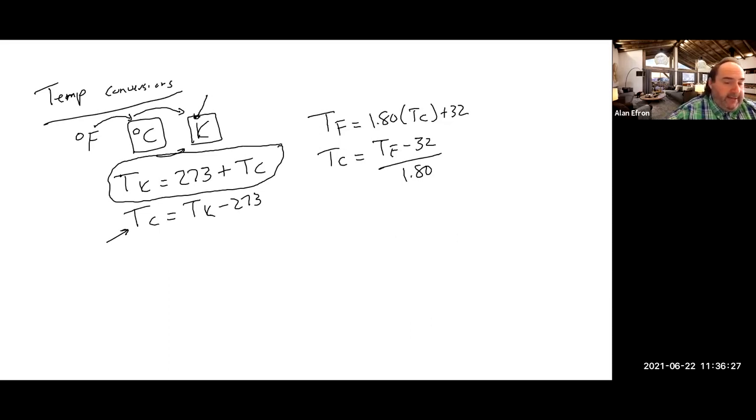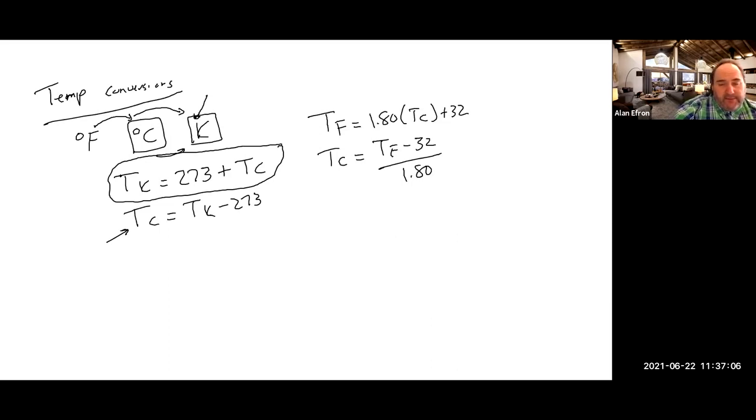Where does the 1.8 come from? It really comes from the difference between the freezing point and the boiling point of water on each of these temperature scales. The boiling point of water on the Celsius scale is 100 degrees Celsius and 0 for freezing. The difference between freezing and boiling is 100 units on one, and for Fahrenheit it's about 180 units difference. That's where the 1.8 comes from. 1.8 is also like the fraction you might have learned, 9 over 5, which is the same thing as 1.8.